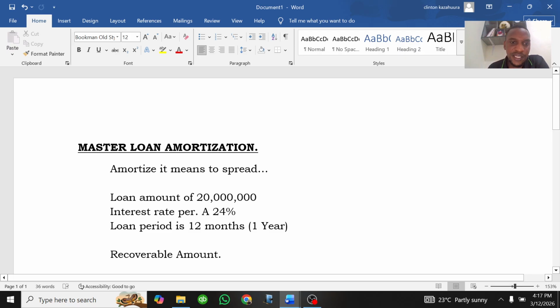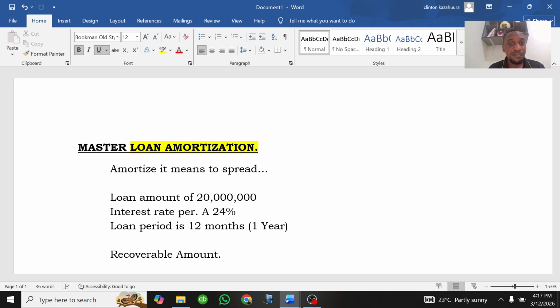This is Kazaula Clinton, and today I bring you an amazing tool called loan amortization, for students who are doing computerized accounting and want to master loan amortization, but also for small and medium enterprises that are into money lending but do not have the money to actually procure a very good software. Now, I'm going to help you prepare a loan amortization schedule to help you disburse the loans to your clients, and then you track what they are supposed to pay on a monthly basis.